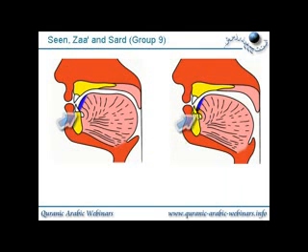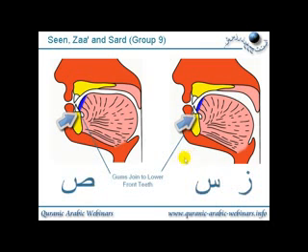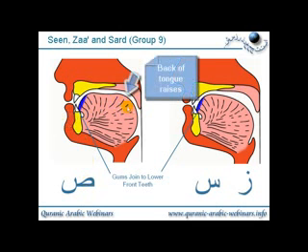Group 9 is where the tip of the tongue touches the bottom gums and the inside bottom front teeth. And the 3 letters are za, sin, and sod. And again, za, sin, the tongue touching the lower gums and the bottom of the inside teeth, the tongue as normal, and sod, sod, a bit more pressure on the tongue and the back of the tongue will lift a little bit. So that was group 9.